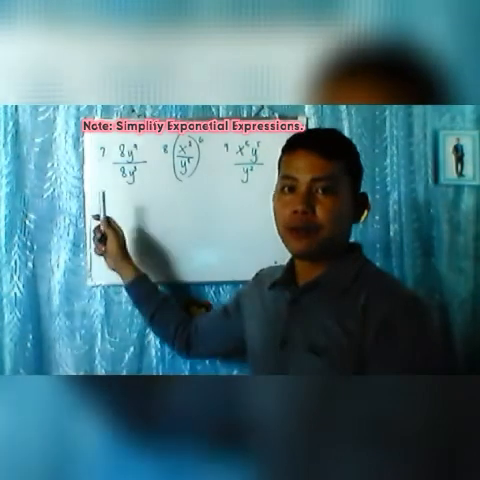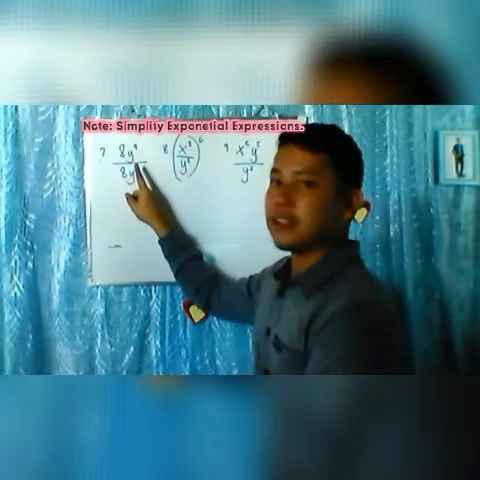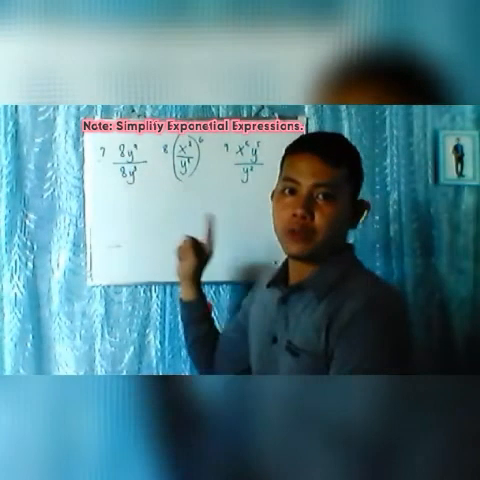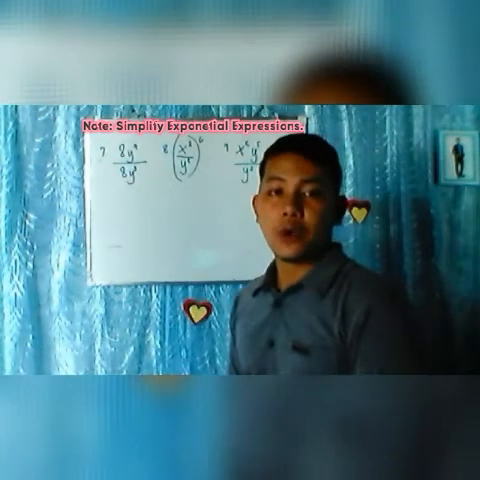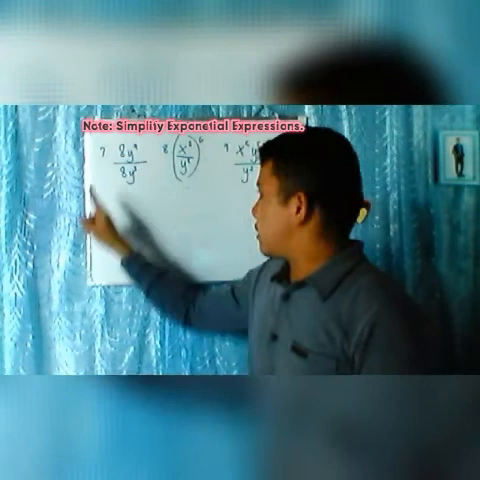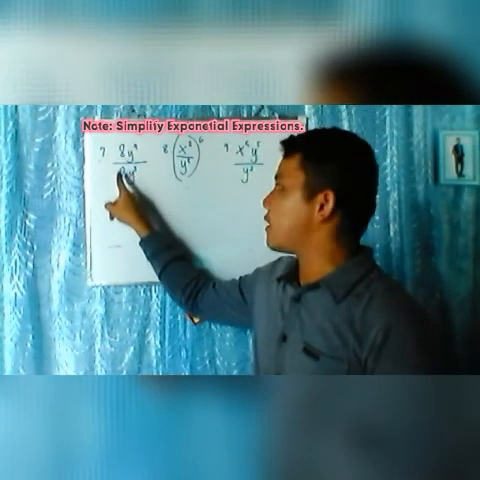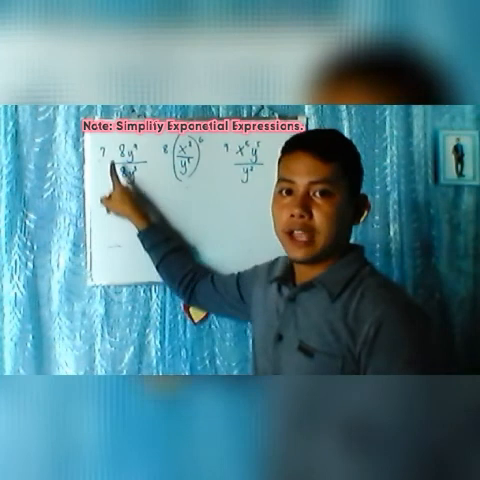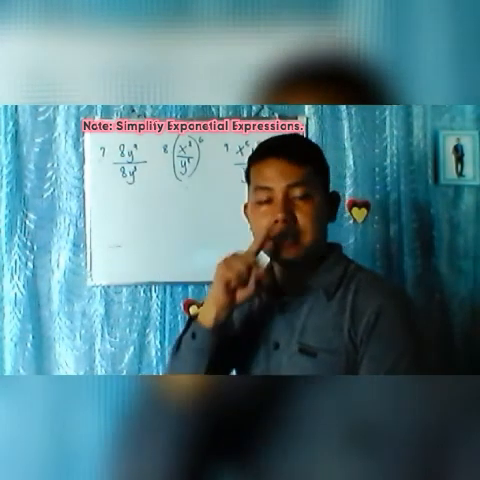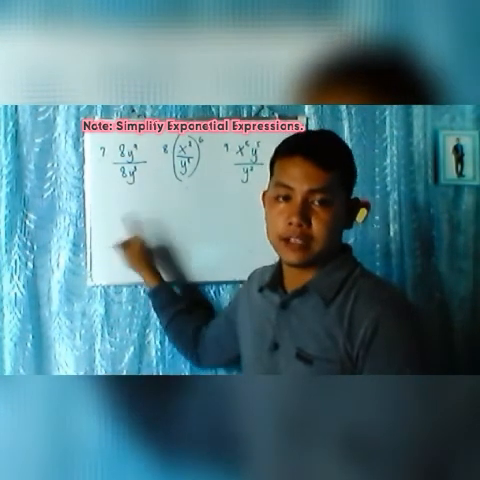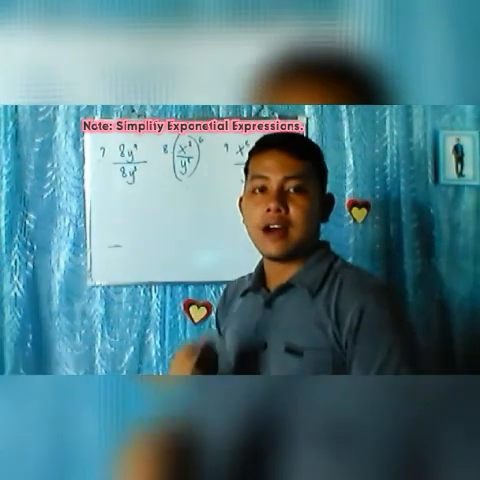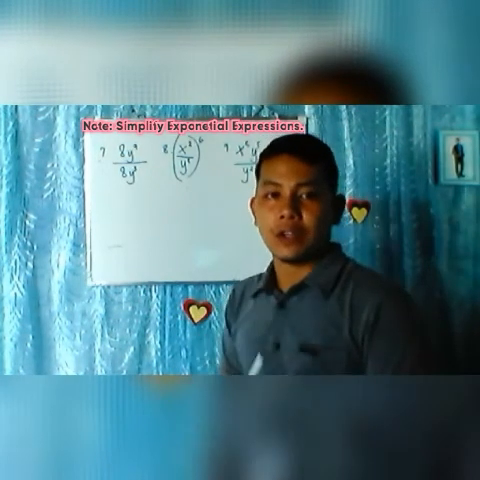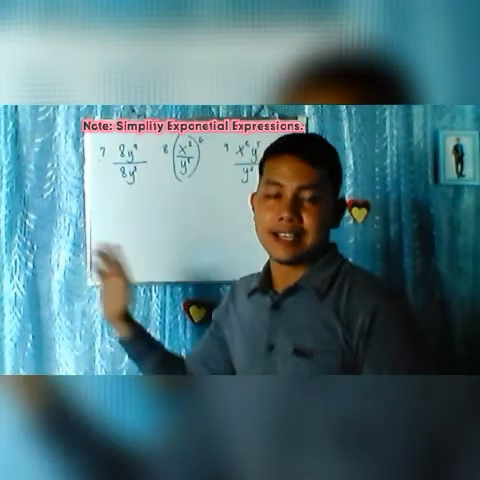Okay, so for example, for number 7: 8 y raised to the power 9 over 8 y raised to the power of 3. First thing you need to do, since it involves a coefficient, is simply divide the coefficient first. 8 divided by 8 is 1. So there is a 1. You need to write 1 here as your coefficient because that is invisible, or as is, it exists.